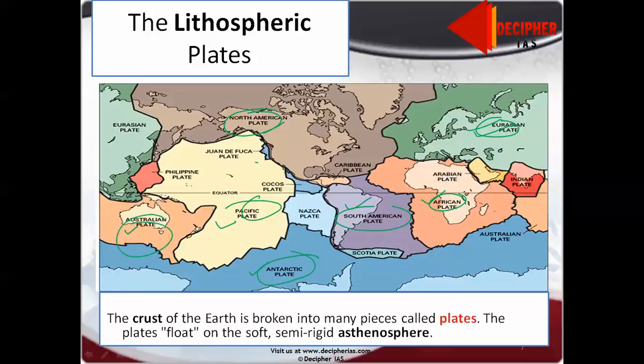Fine. Rest all, Philippines plate, Juan de Fuca plate, Caribbean plate, Indian plate, Arabian plate, then this Nazca plate, all these are minor plates. So I have already told you that the lithosphere floats over the asthenosphere, that is, plates float over the asthenosphere. So this is the basic map of the plates. Please remember this.